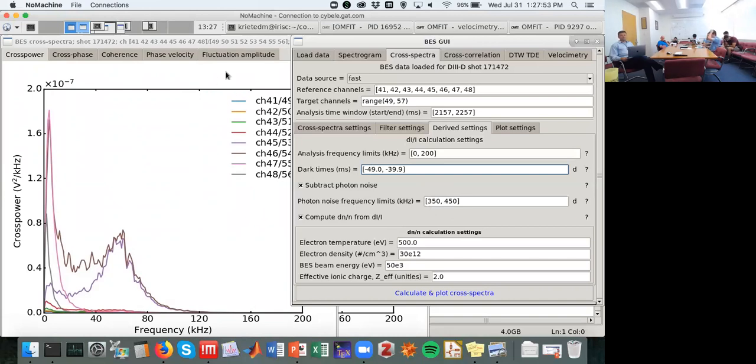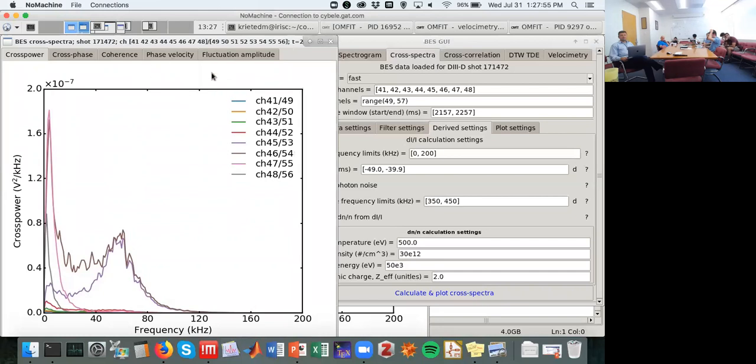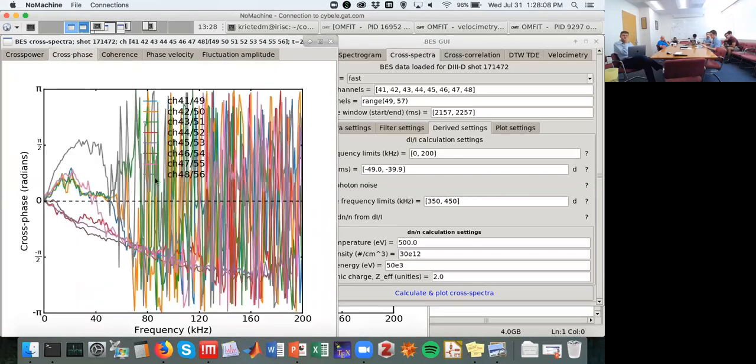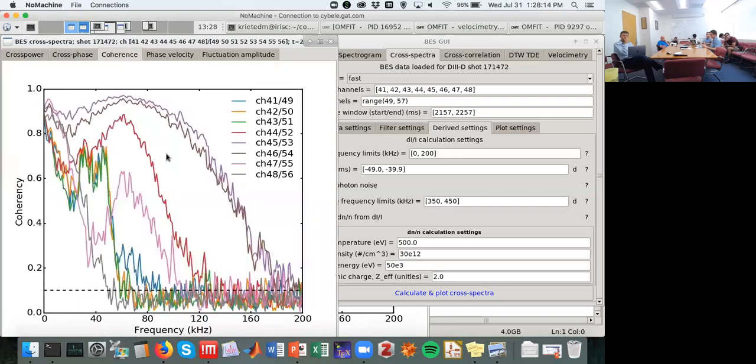All right, so now I did this analysis for 8 different pairs of BES channels spanning the full radial extent of the BES array. You can see here all of the cross power spectra, which look noisy basically when the spectrum is not coherent. For example, the case I showed earlier is the purple one, 45-53. So you can see at this radius, the turbulent spectrum is very broad.